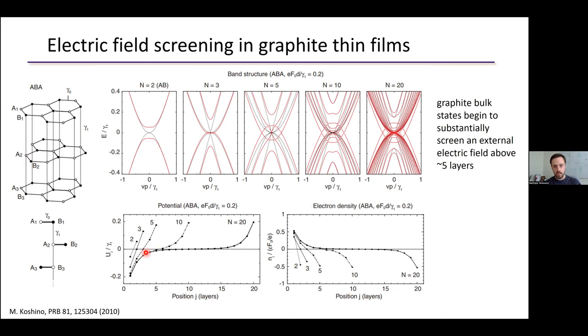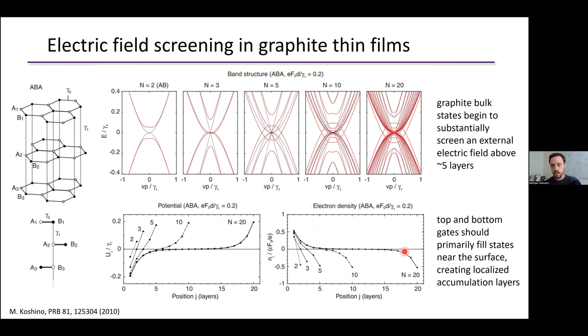Then as we get into more of a bulk graphite limit of 10 layers or especially 20 layers, the potential becomes very flat within the bulk. This is what we would expect for a metal, which screens electric fields in its bulk. We can similarly look at this in terms of electron density. This tells us what's going to happen if we gate with top and bottom gates: where are the electrons going to go? For few-layer graphene, they distribute themselves roughly evenly throughout all the layers. But for thick graphene, they form accumulation layers near the surfaces, and largely the charge accumulates within the first three or so layers of graphene on either surface.